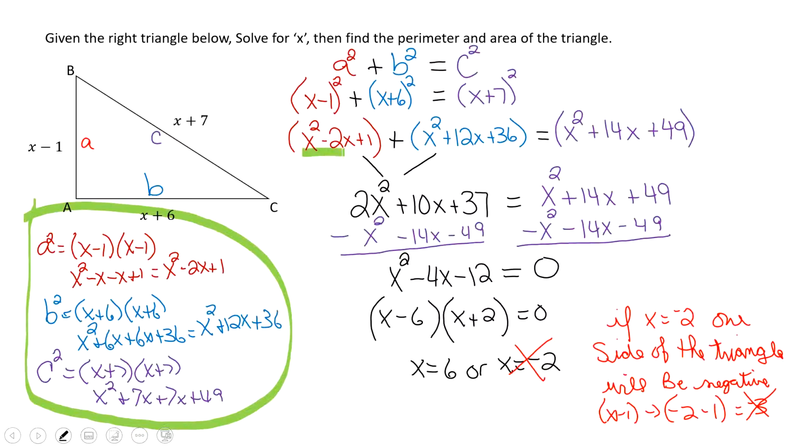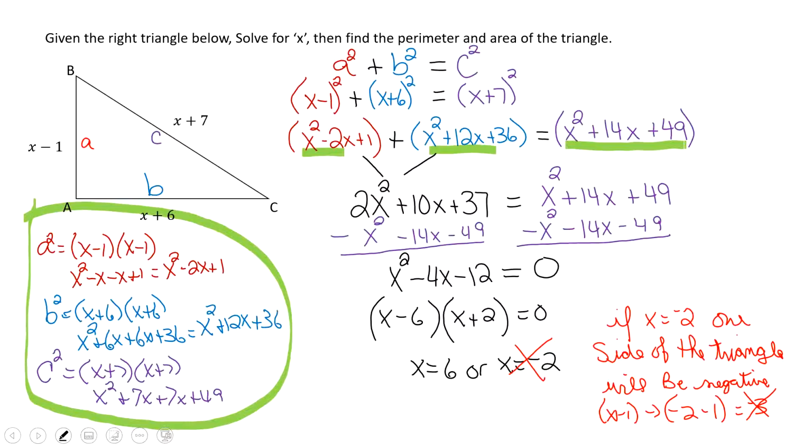I squared b, x plus 6 times x plus 6. We know to FOIL it, or use the box method if you saw that before. If you have questions, let me know and I can show you ways to do that. I ended up with x squared plus 12x plus 36. That's my number here. I squared the hypotenuse, x plus 7. When I did that, I got x squared plus 14x plus 49. So I have my squared equations done.